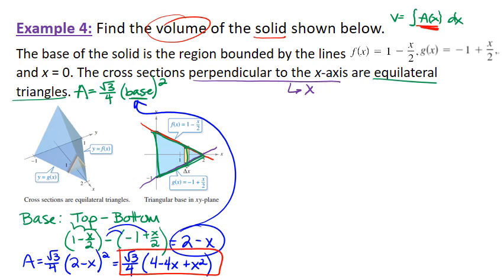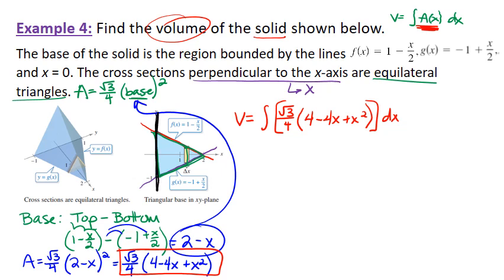So I'm going to plug this in here to my equation. My volume is the integral of the square root of 3 over 4 times the quantity 4 minus 4x plus x squared dx. Now, I need to identify my limits of integration. Everything is in terms of x, and my base is between an x value of 0 and an x value of 2. So whatever my base is between are my limits of integration.